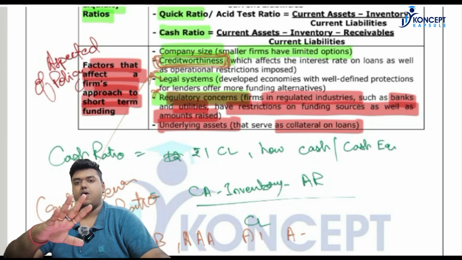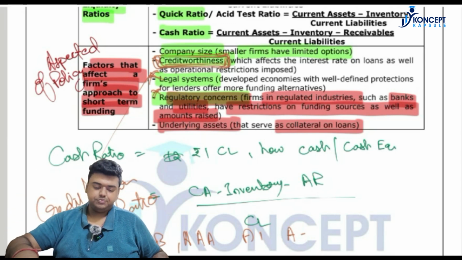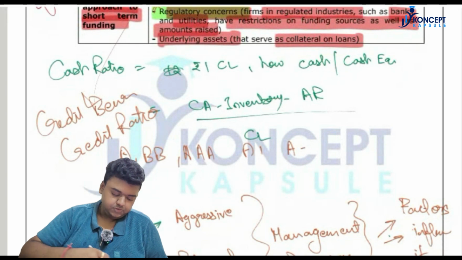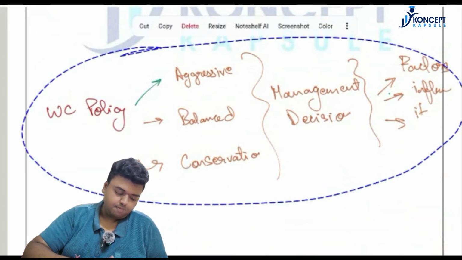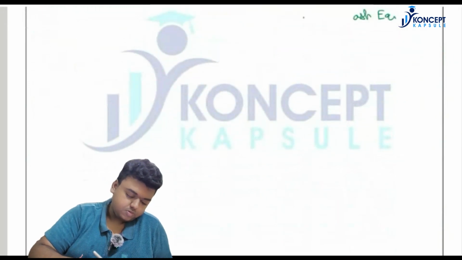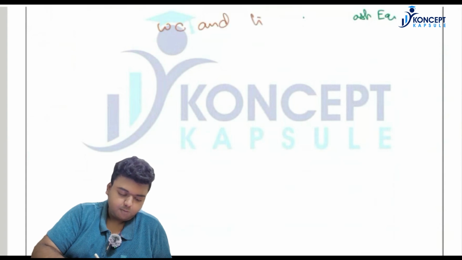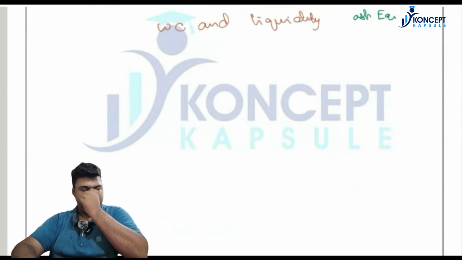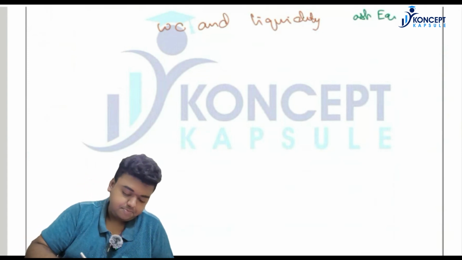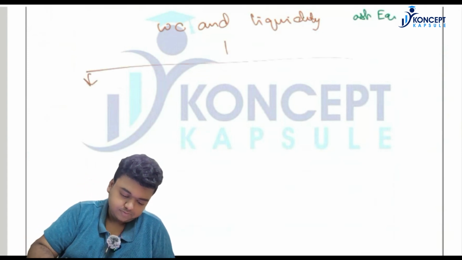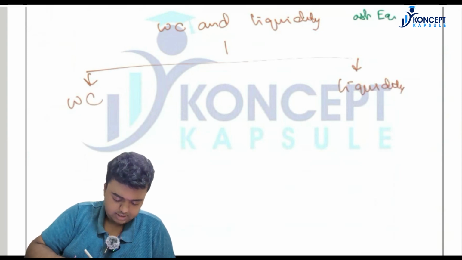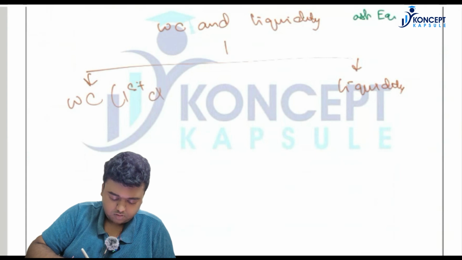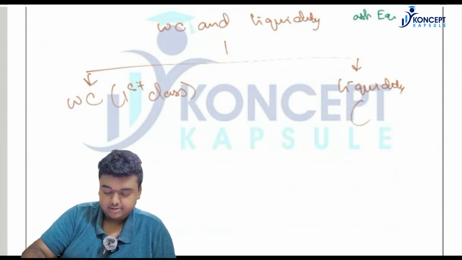So guys, this was the last topic, and we are through with the chapter. Let us see in a synopsis what we have done. Working capital and liquidity was the chapter's name. It was divided into two parts: working capital and liquidity. Working capital was done in the first class, and liquidity was done in today's class.